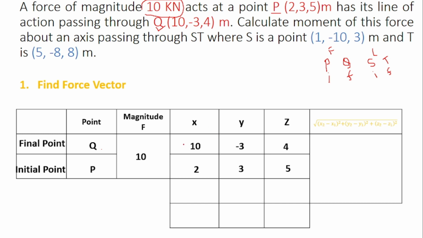Now subtract the second row from the first row, that is 10 minus 2. So x2 minus x1 is equal to 10 minus 2, it is equal to 8. Then -3 minus 3, so it is -6.